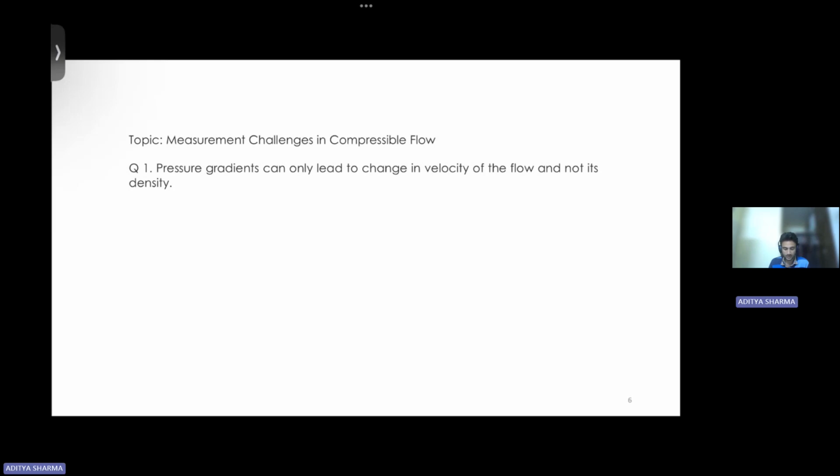So question number one says, pressure gradients can only lead to change in velocity of the flow and not its density, right? So the options to this question are whether the statement is true or false, right?